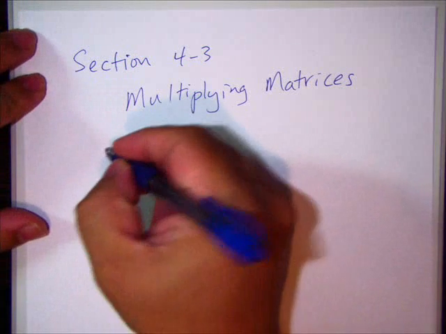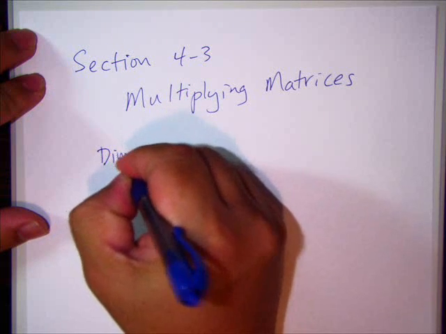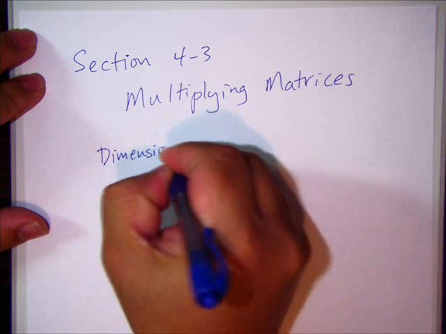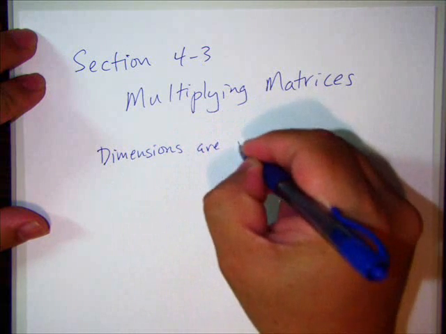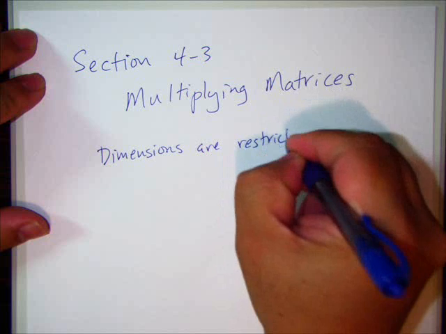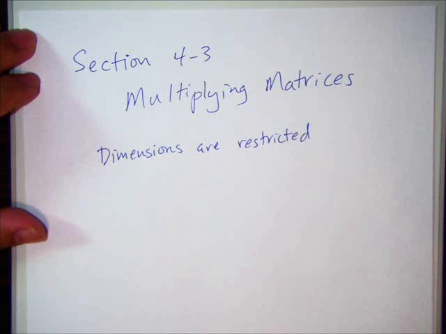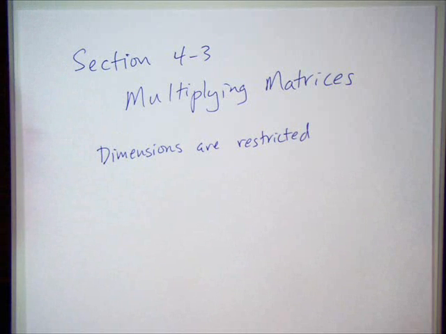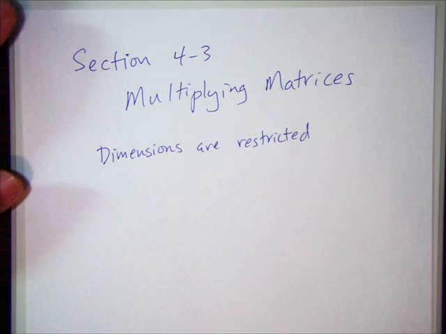One is that the dimensions are restricted. What does that mean? Basically, remember when we did addition and subtraction of matrices? If they did not have the same exact dimensions, you couldn't add or subtract them. Well, in multiplying matrices, they don't have to be the exact same dimensions, but they do have to meet certain requirements.